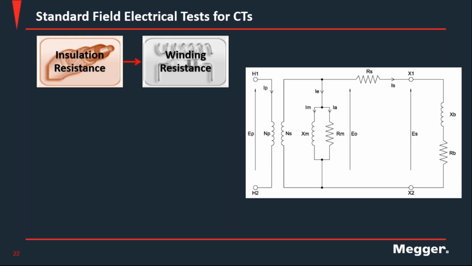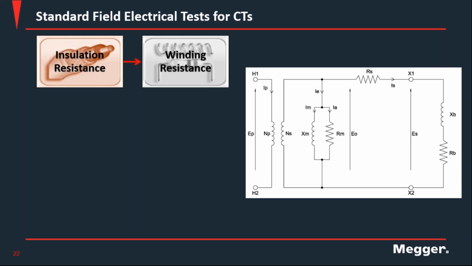Then comes winding resistance. We're talking about determining this parameter here, the DC resistance of the secondary side of the transformer. And of course, this is very important for the performance. If this resistance increases from the original value, then you're going to have a voltage drop at these terminals. Whatever induced voltage is not going to be reflected as the output voltage or current or whatever signal you're trying to get from this instrument transformer. So it's very important to get this value.